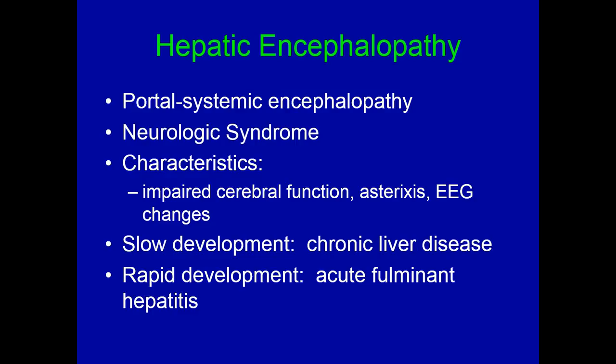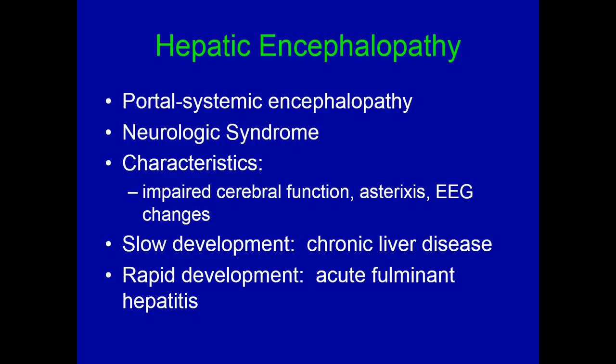Therefore, the characteristics are cognitive changes like impaired cerebral function, disorientation, memory changes. A classic symptom of hepatic encephalopathy is something called asterixis, which is a flapping tremor. I would demonstrate, but I would look very foolish. But I believe they have an illustration in your book. So it's a flapping tremor. People look like they're flapping their hands.